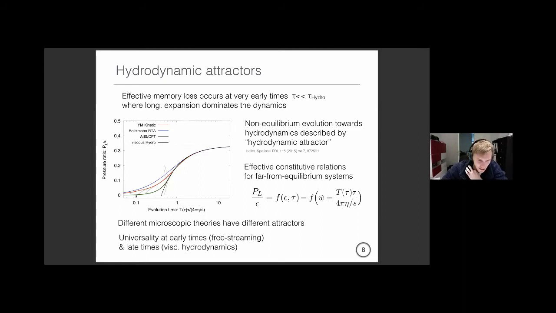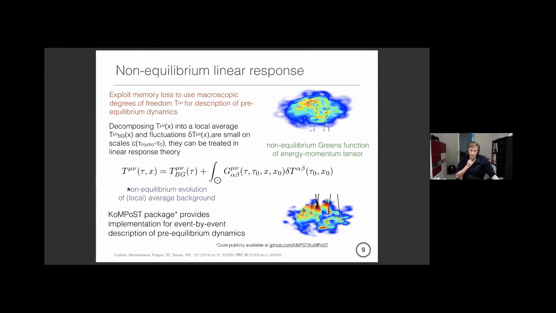Whereas at early times, the system kind of looks macroscopically free streaming. So it's simply not possible to maintain a large longitudinal pressure at very early times. Okay, so this is the picture that happens for Bjorken flow.